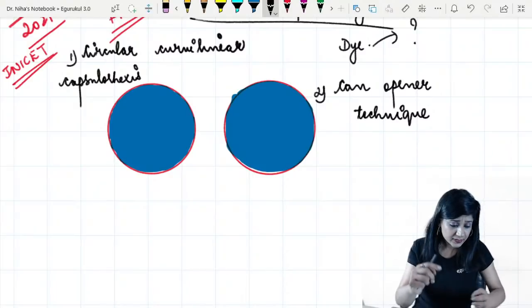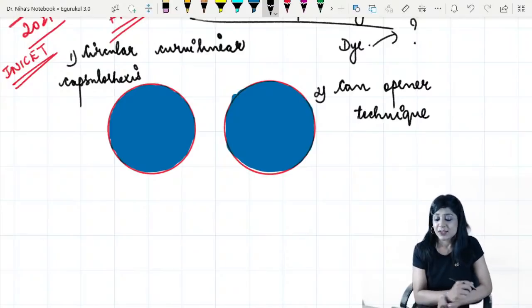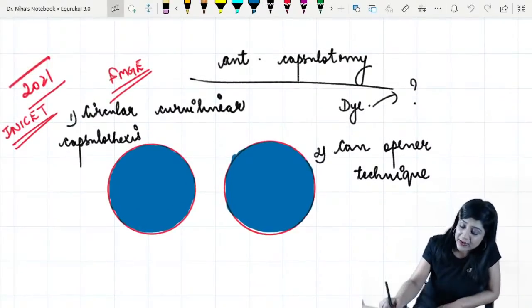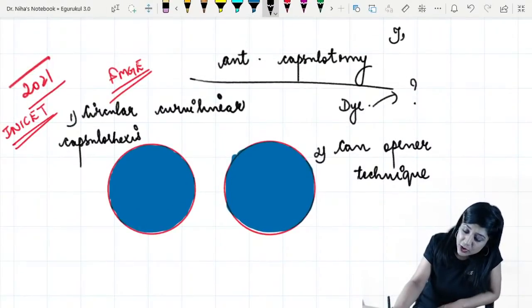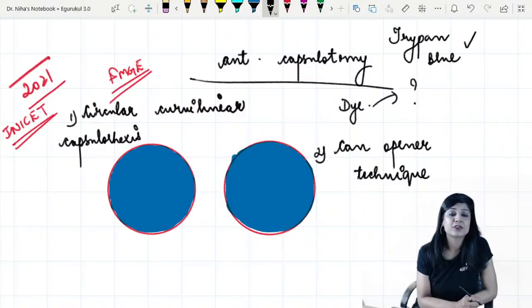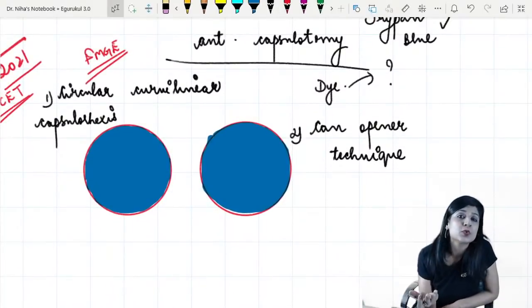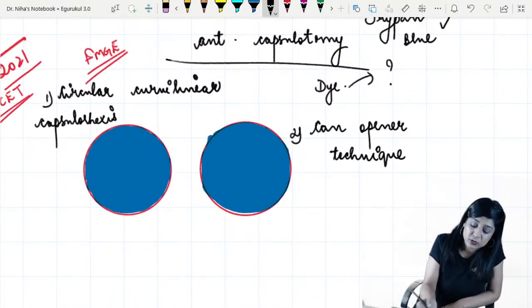Exactly. Here blue color is used. Hi Ganesh. So yes Ganesh, you are right. The name of the dye is your trypan blue. It is the trypan blue color that we are using, and we can do the anterior capsulotomy by two techniques. One is your circular curvilinear.